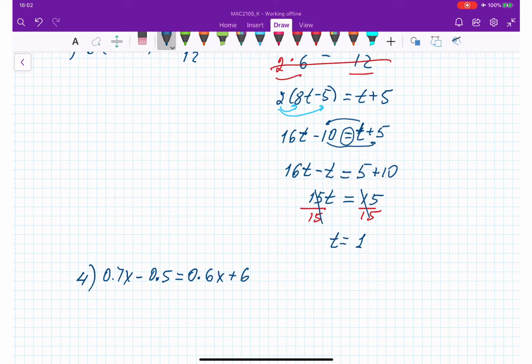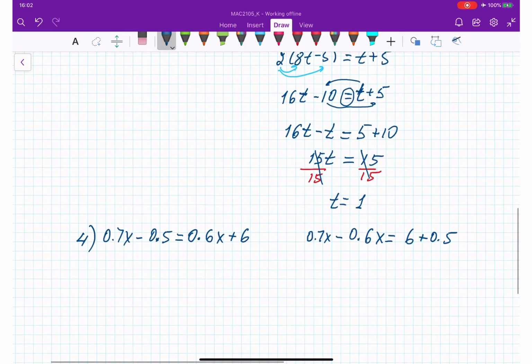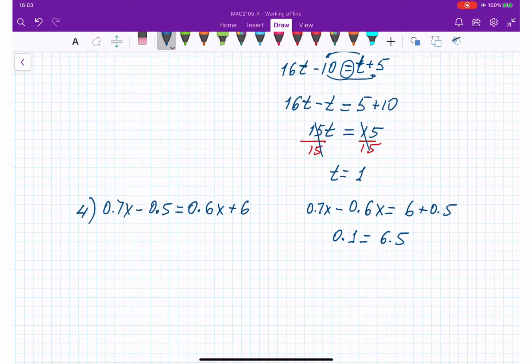Combining like terms, right? So it's gonna be 0.7x. Moving 0.6x to the other side, it's gonna be negative because it was positive, equals 6. We have negative 0.5, then once I move, it's gonna be positive 0.5. Okay, 0.7 minus 0.6 is gonna be 0.1x, and it equals 6.5. 6 plus 0.5, 6.5. Okay, sorry, here I missed x.